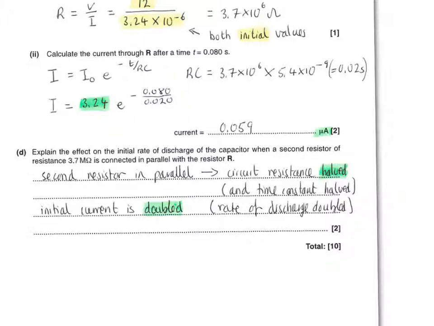Now the consequence on the initial rate of discharge. Well, the rate of discharge is current. Current is rate of flow of charge. So the initial current will be doubled because the resistance was halved. You could also say the rate of discharge is doubled.